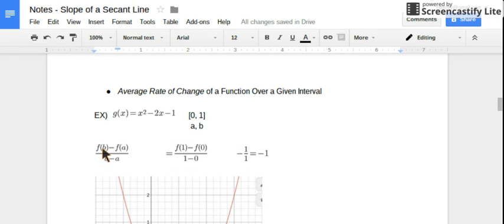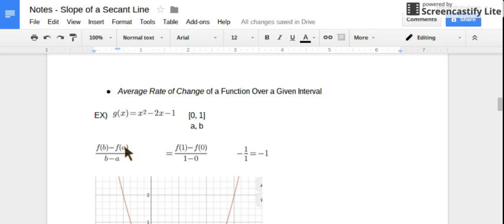So I have to evaluate my function when I plug the b value in. When you're given an interval, it's just alphabetical. a is the left endpoint and b is the right endpoint. So I'm plugging the b value, or 1, into my function. 1 squared minus 2 times 1 minus 1 gives me negative 2. 1 minus 2 is negative 1, minus 1 is negative 2.